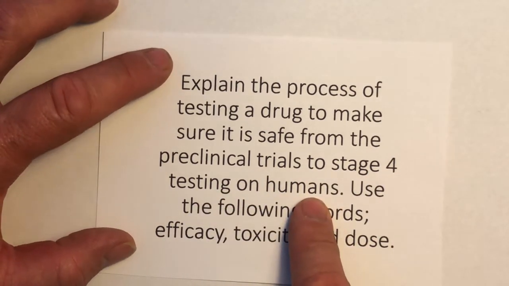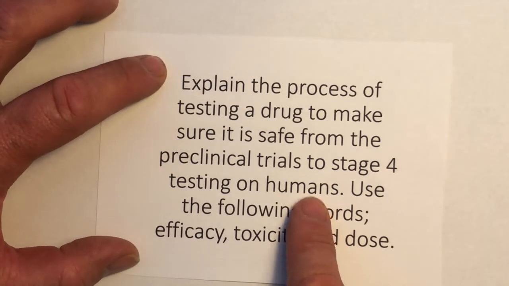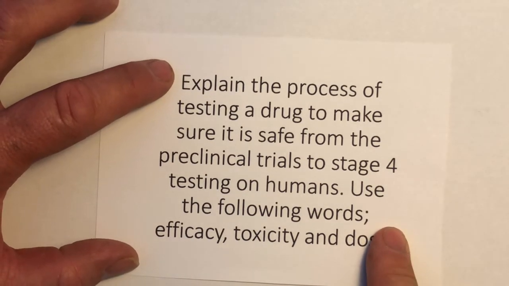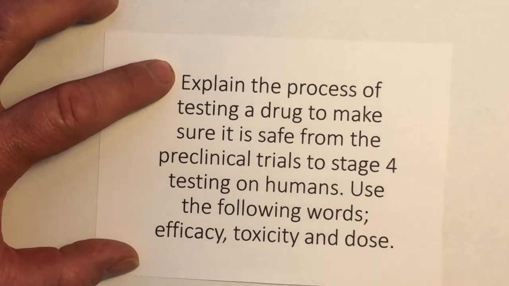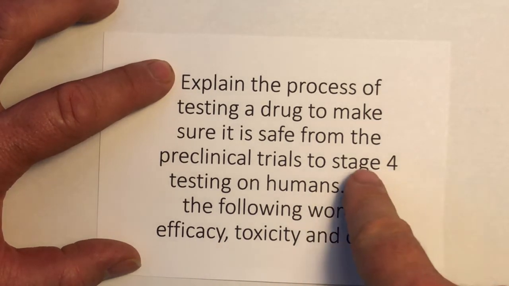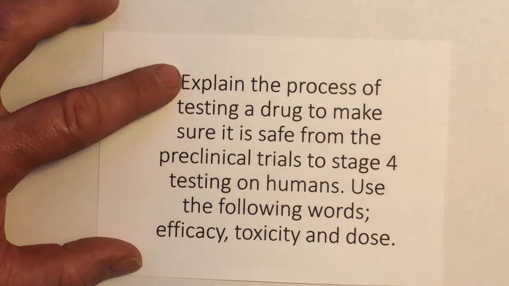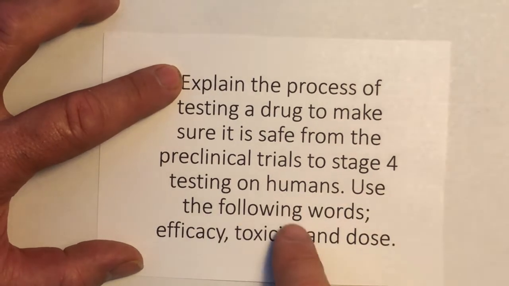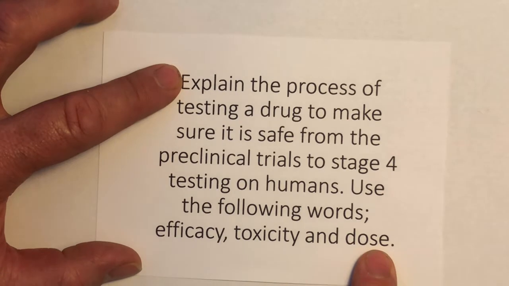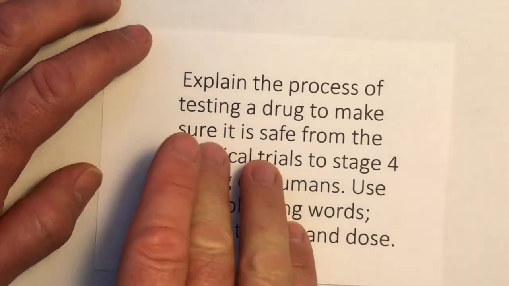So basically, somebody in a laboratory somewhere comes up with the drug. A drug could be any sort of chemical. It'd be very similar to something that's been used before. And what they'll do is they'll test it. They will test it through numerous stages, and then the final stage is stage 4 testing on humans. Now, in this question, it also says to use the following words: efficacy, toxicity, and dose. And we'll go through what each of those individual words means.